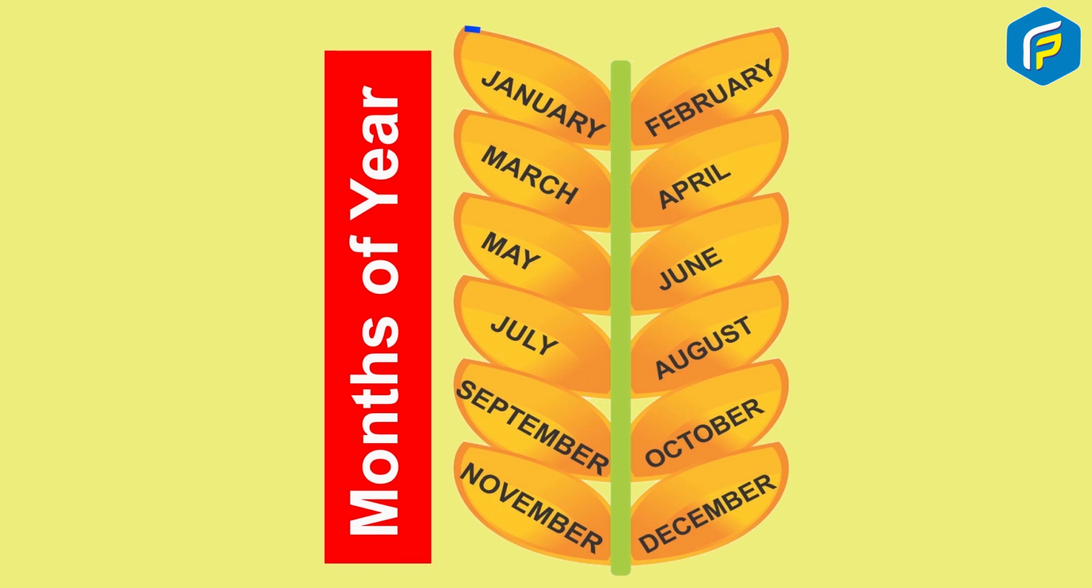Months of the year: January, February, March, April, May, June, July, August, September, October, November, December.